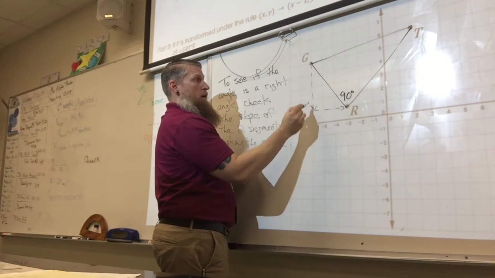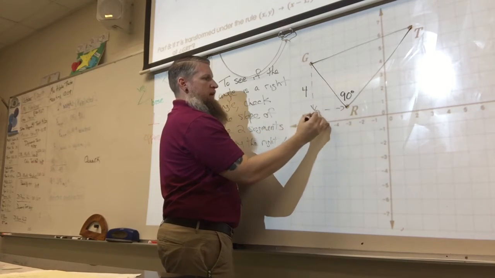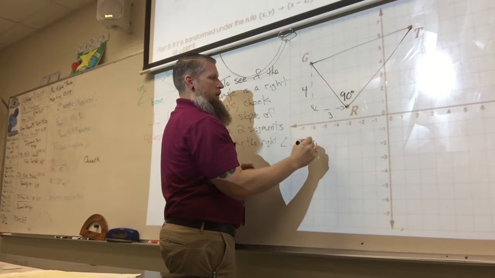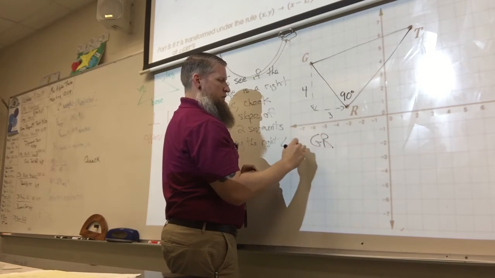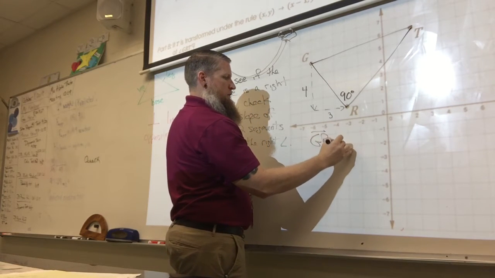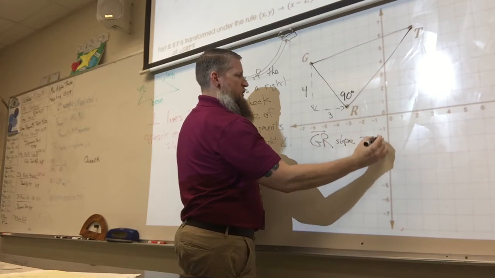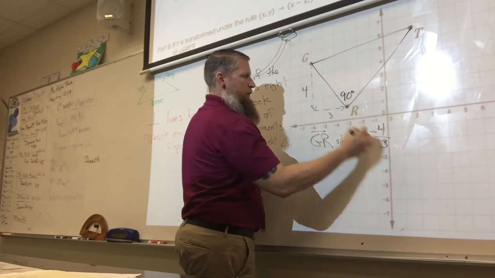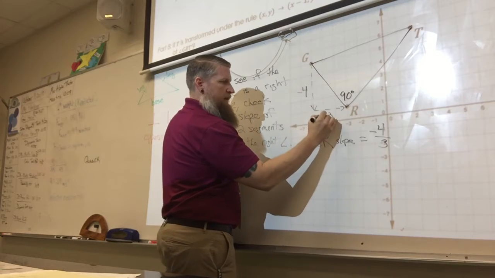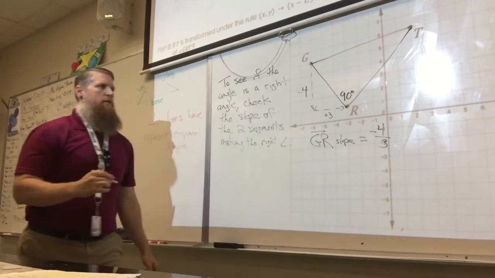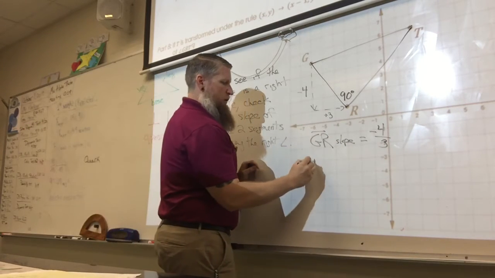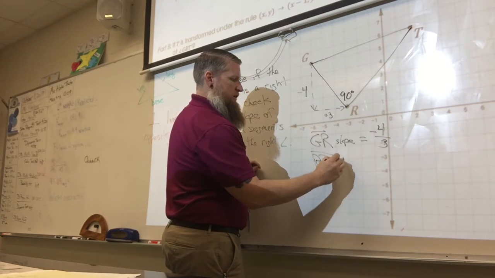1, 2, 3. So 4 down. And then how far this way? 3. All right, so I know GR, the slope is -4 over 3, because it was down 4, and then it was to the right 3. Okay, so now I'm going to do the same thing, but we need to check RT.